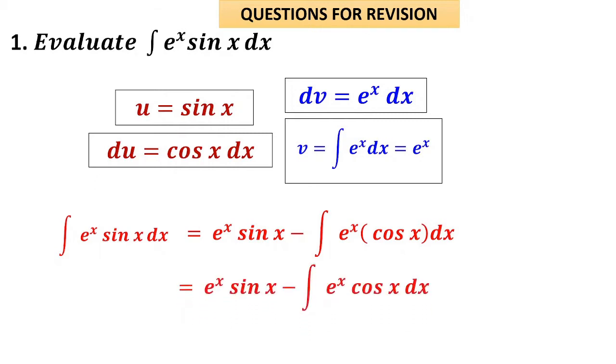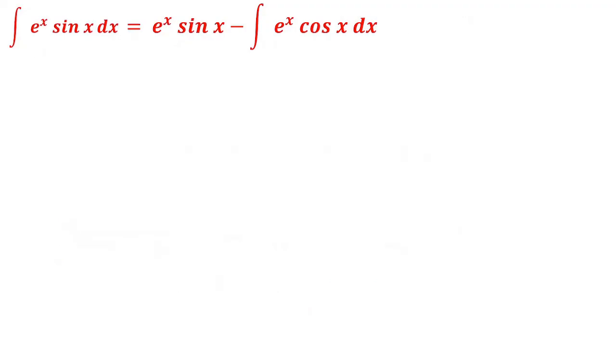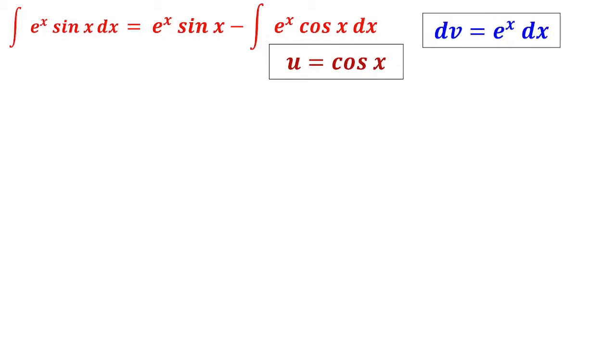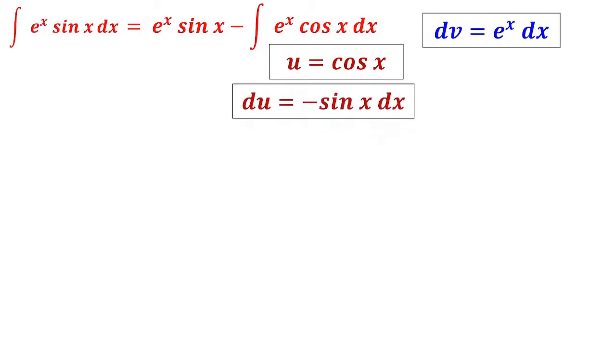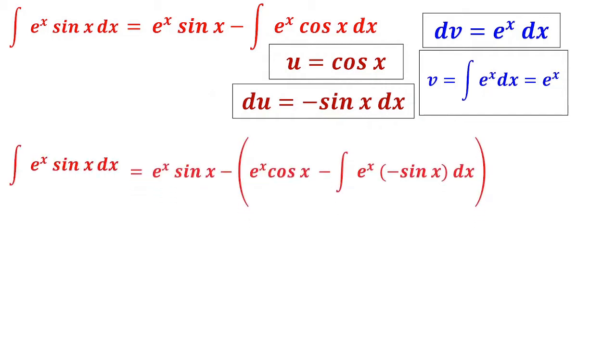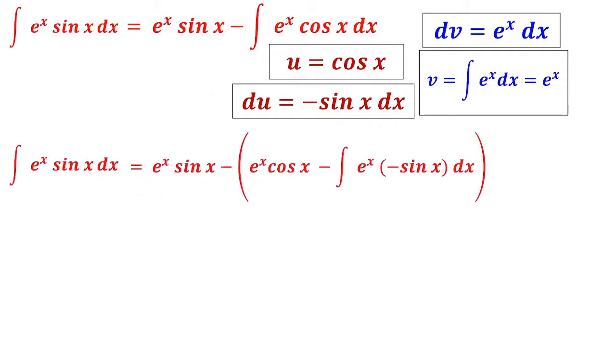Now you end up with, on the right hand side, integral e power x into cos x dx. Once again, it is an integral involving trigonometry and exponential. Continue with the same thing: take u as cos x, dv is e power x, du is minus sin x dx and v is e power x. Now for the second integral, again put it in the form uv minus integral v du.